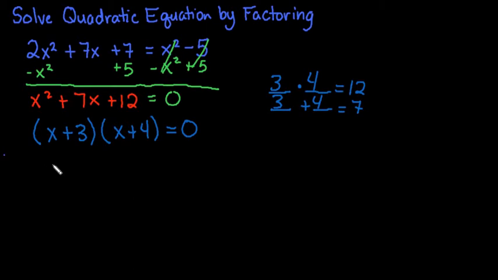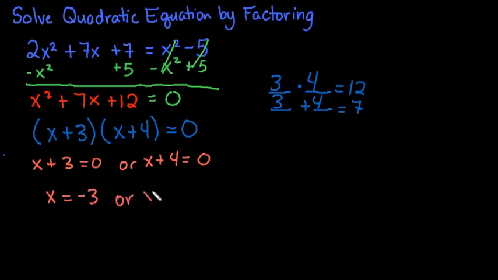Now we would use the zero product property. Basically, if I have a product that is equal to 0, one of these expressions must equal 0. So either x plus 3 has to equal 0, or x plus 4 has to equal 0. If I solve both of these equations, we end up with x being either -3 or -4. And those would be our two solutions.